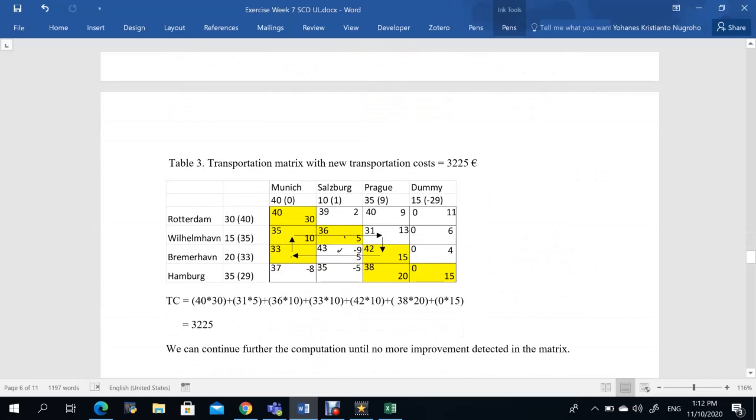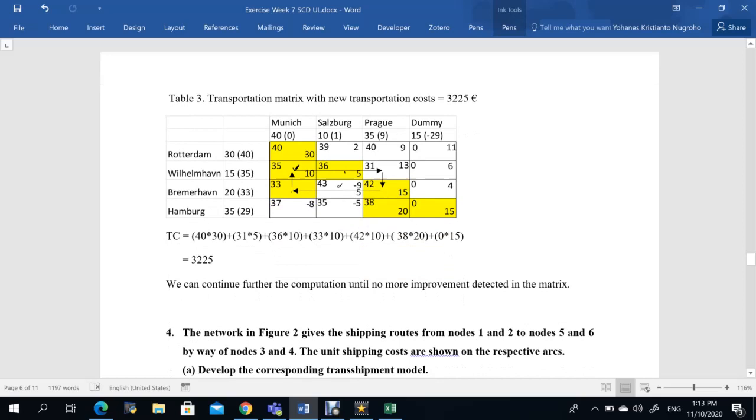and again we would like to find a new alternative routing, and then we have the following, that in the previous one we would like to shift these cells transportation from Wilhelmshaven to Munich, to Wilhelmshaven to Prague. All right, and then we can again reduce the transportation cost from here.